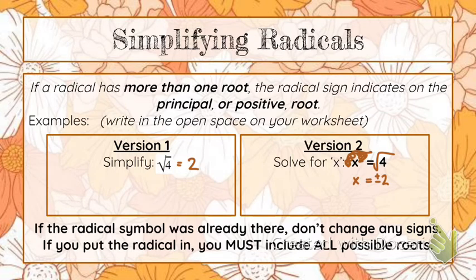And if we look back and check our answer, if we plugged a positive 2 in here, we would get 4. If we plugged a negative 2 in here, we would still get 4. So either answer works, and we can't prove which one, like if it's just one or the other, or if it's both. So keep that in mind. If the radical symbol is already there, then leave the signs alone. If you put the radical in, you have to have all possible roots.